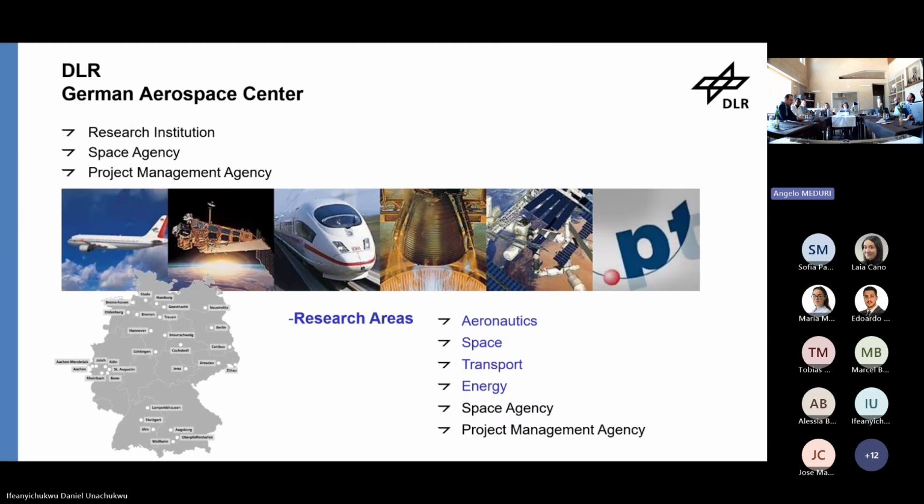But why is the German Aerospace Center also doing this energy research? We're not only a research institution and a space agency. We also do research for aeronautics, space, but also transport and energy applications. We have about 30 sites across Germany, and my institute is in Stuttgart.